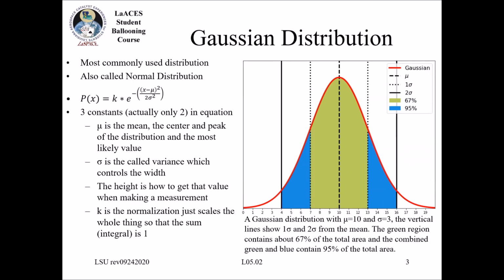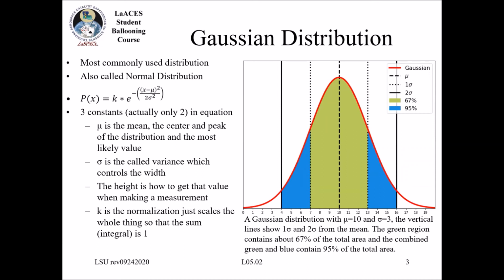The other parameter is this circle with a little bar over it. That is a lowercase Greek sigma, and that is called the variance. And what that actually does is change how wide the distribution is. So if you have a very, very small sigma or variance, you'll basically have a very sharp peak. If it's large, you'll have a very broad peak.